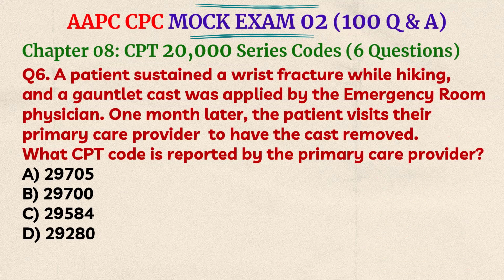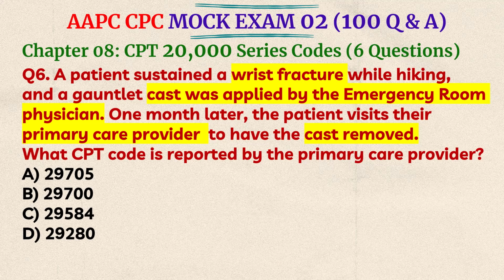Question number 6. A patient sustained a wrist fracture while hiking and a gauntlet cast was applied by the emergency room physician. One month later, the patient visits their primary care provider to have the cast removed. What CPT code is reported by the primary care provider? So there are 4 answers available. Take your CPT code book and find the answer.